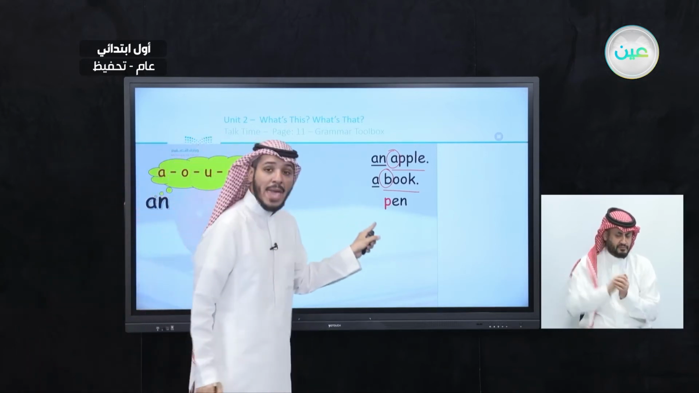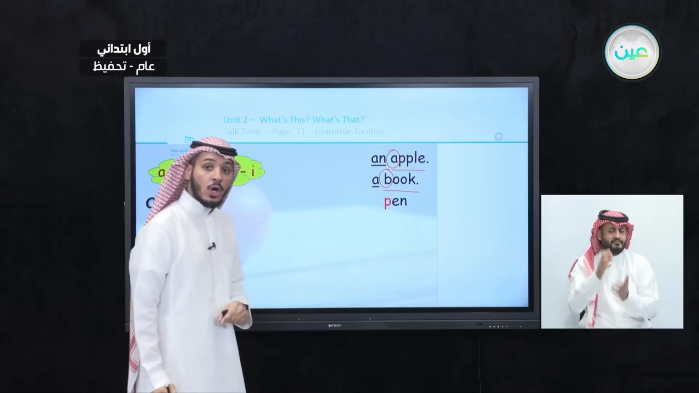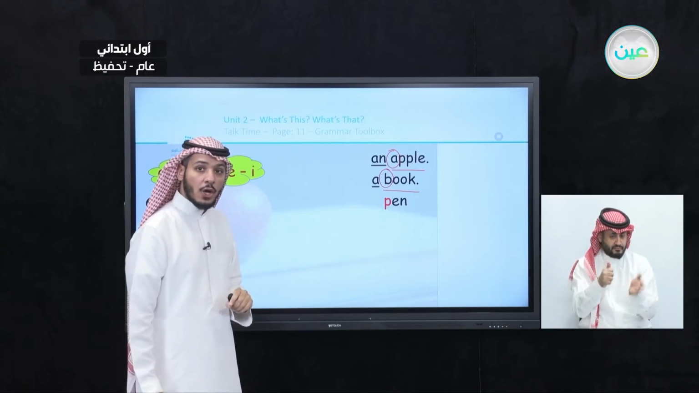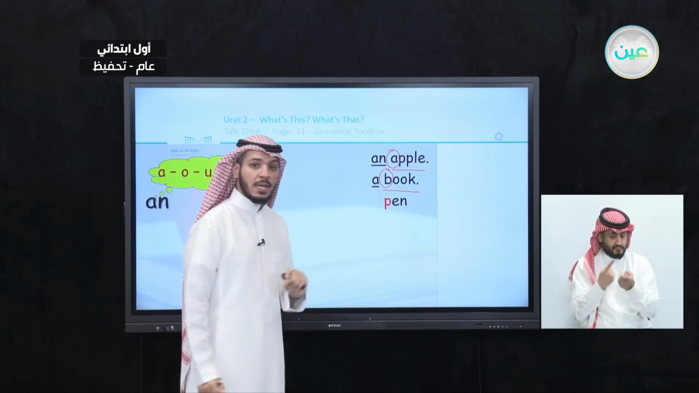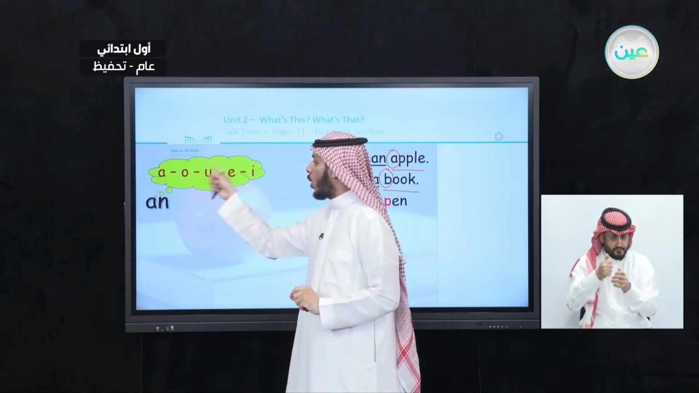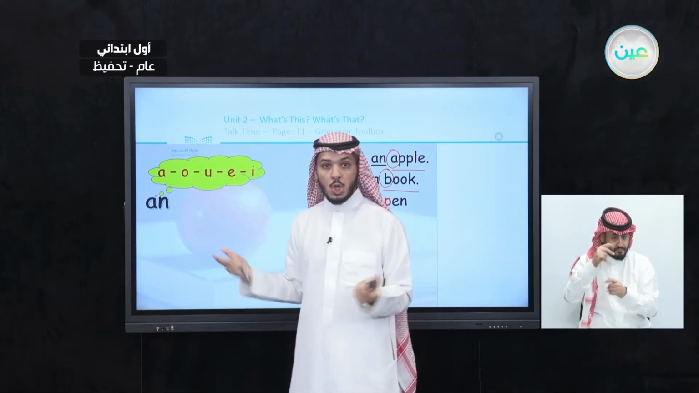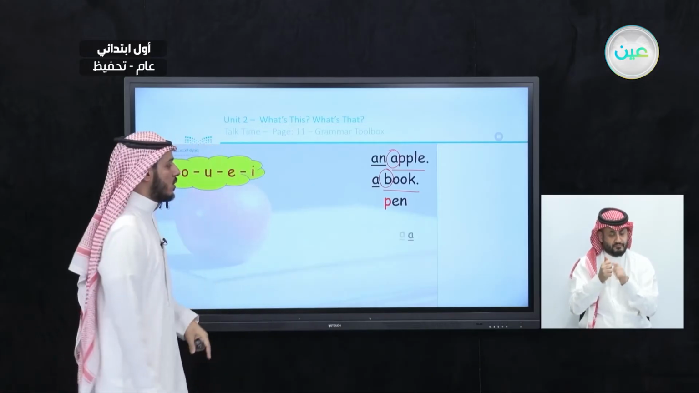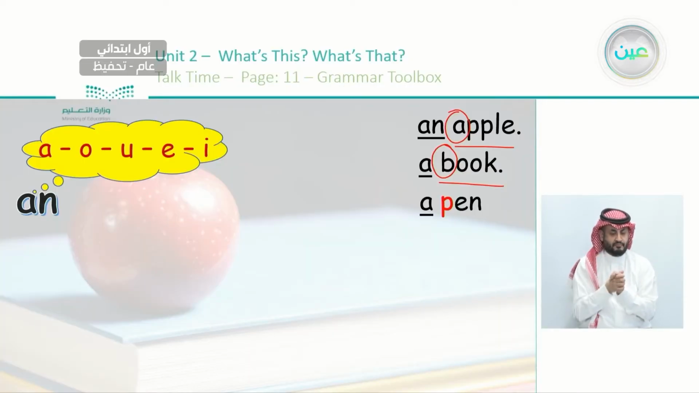We have pen. Okay, can you say an or a? It starts with P. Is P one of those? We have A, O, U, E, I. Do we have P? No. So we will say a. Excellent. We will say a pen.